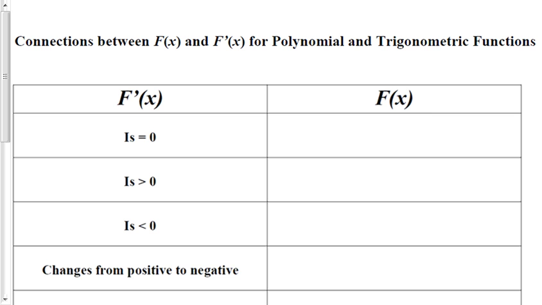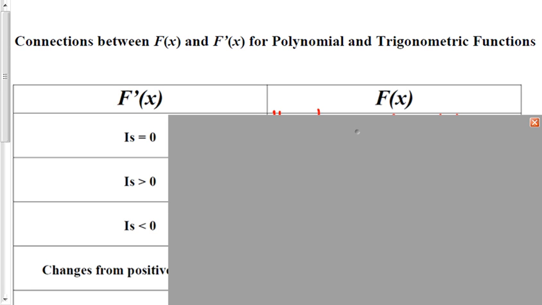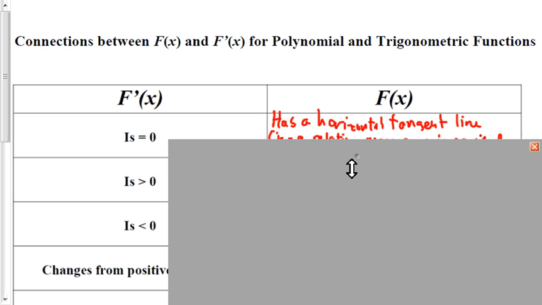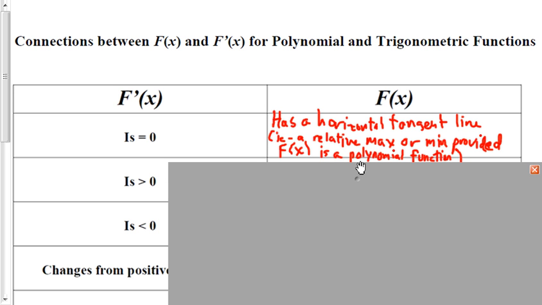Okay, so let's take a look at this first graph. As we look at these connections, on the left side of this table is the derivative, and on the right side is the original function. So, when is the derivative equal to 0? Well, that's when our original function had a horizontal tangent line, for example, either a relative max or a relative min, again, providing the original function is a polynomial function.